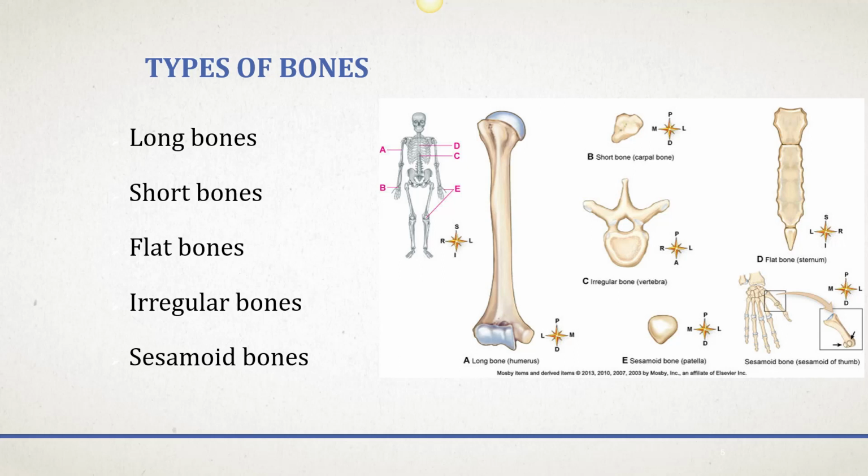A sesamoid bone is a seed-like bone, or seed-like in nature. It's usually anchored within a tendon or within a ligament of some sort. An example of a sesamoid bone includes the patella, the kneecap. And then there's also sesamoid bones that you find in the thumb.